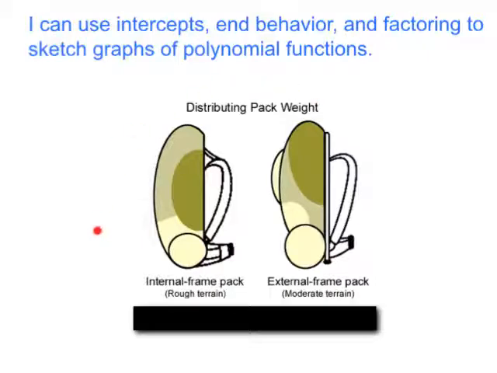And featured here we have pack weight distribution for an internal frame pack and an external frame pack. You can see the frame right here. And what we have is three different colors representing medium or light or heavy weight. And the trivia question is, how should we load our backpacks? Do we put heavy weight at the top, or do we put light weight at the top, or maybe this middle area is where we pack all of the middle weight?